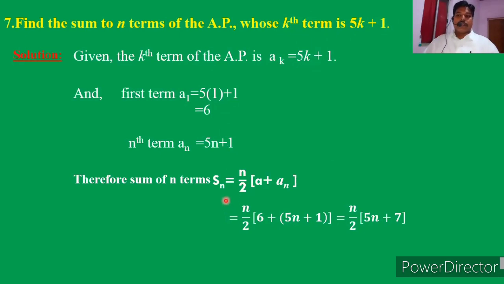The sum of n terms is n by 2 into first term plus last term. So the first term is 6 and the last term is 5n plus 1, that is the nth term. Just add these two, you will get n by 2 into 5n plus 7. Do you understand, students? So see that question.